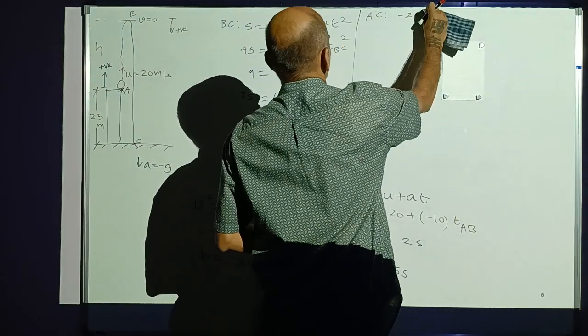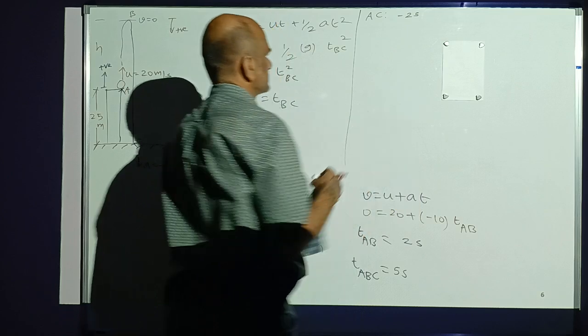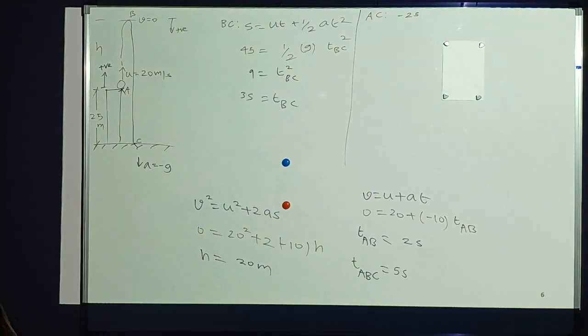So you have to be careful with the sign and also the values. And you have to choose the coordinate system which is convenient. So for the motion A to C, the entire motion, I'll choose this coordinate system. Origin is at this point A and upward direction is positive. So displacement between the initial point and the final point is 25 but in the negative direction. So it's minus 25.